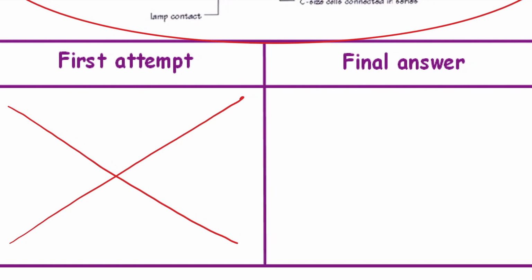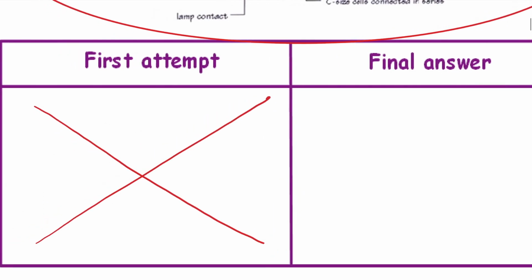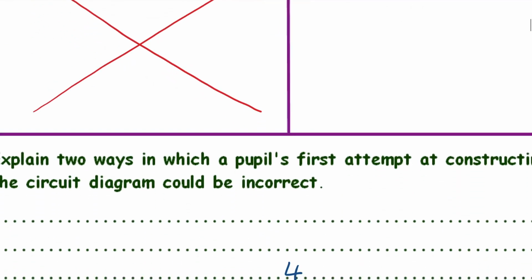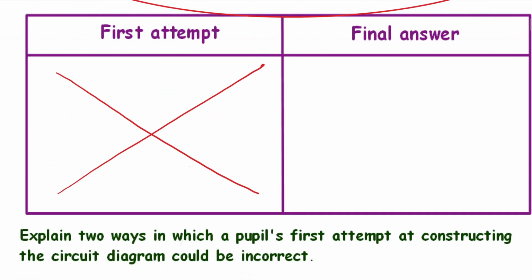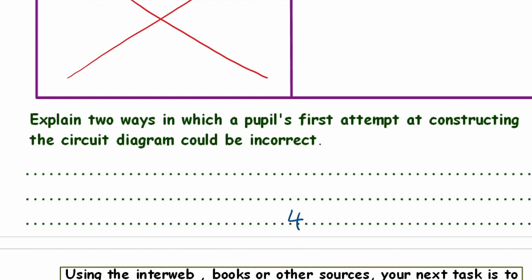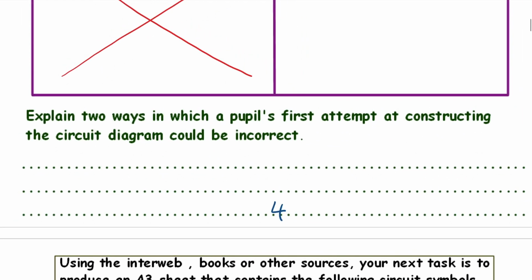And if you could pause the video while you're doing that, I'll then draw in the final answer, and I want you then to, underneath, compare yours to the final answer, and underneath explain 2 ways in which your first attempt at drawing the circuit diagram could be incorrect, or in other words, how could you improve your circuit diagram. So if you could just pause now.